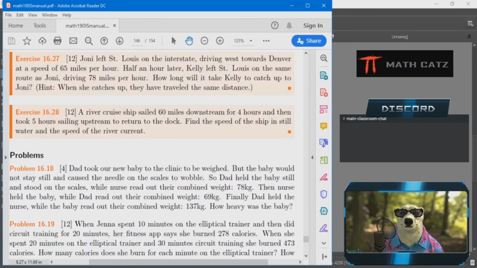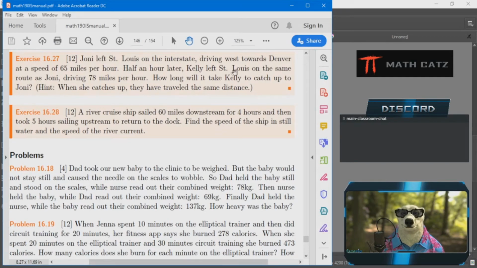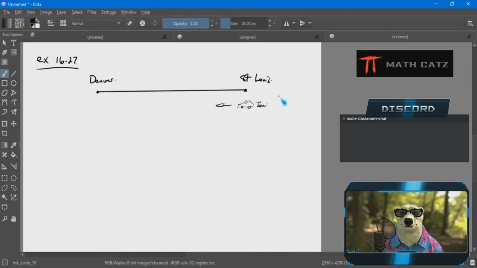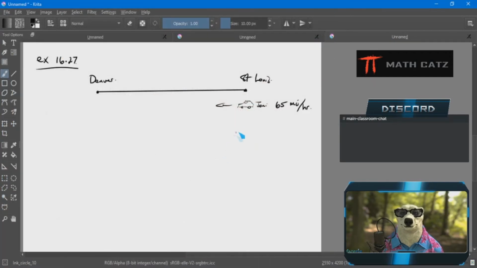Then, a little later, Kelly leaves as well. Same route, different speed. Okay, so let's put in the miles per hour for Joni: 65 miles per hour. Then Kelly leaves as well. Maybe Kelly's on a bike. I don't know how to draw a bike. There's Kelly, hair in the wind.